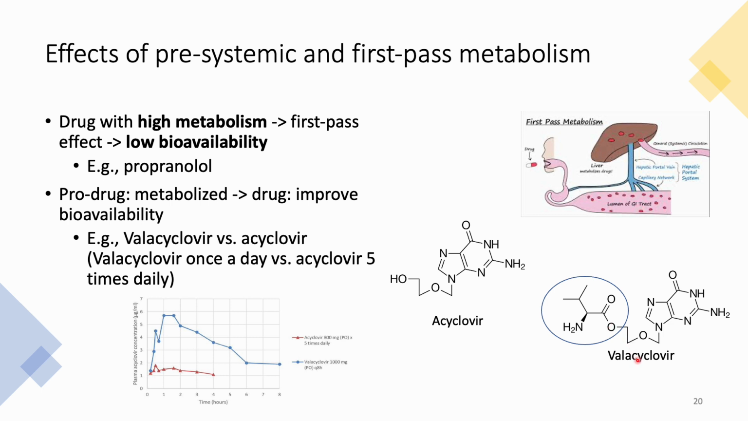As valacyclovir is metabolized, it will release acyclovir. Thanks to that prodrug, if valacyclovir is used, the amount or percentage of acyclovir appearing in the blood is higher than with the original drug. In this case, you can see the AUC when valacyclovir is used, and the AUC of acyclovir is much higher than with acyclovir itself.